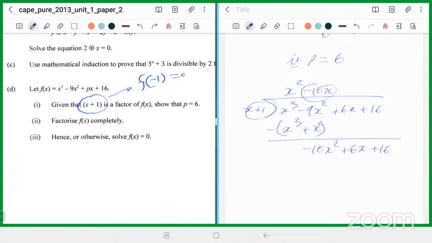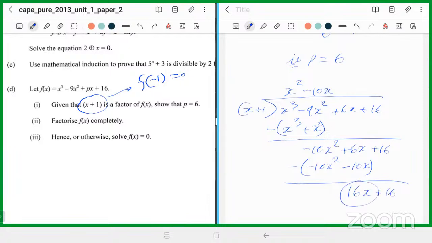Negative 10x times these gives negative 10x squared minus 10x. Subtract. This minus makes that plus 10x. Plus 10x and plus 6x is plus 16x. So I have 16x plus 16.